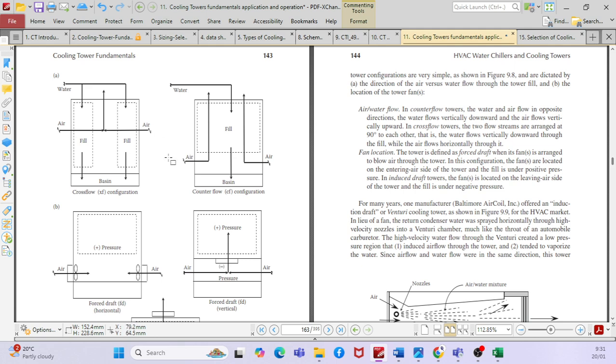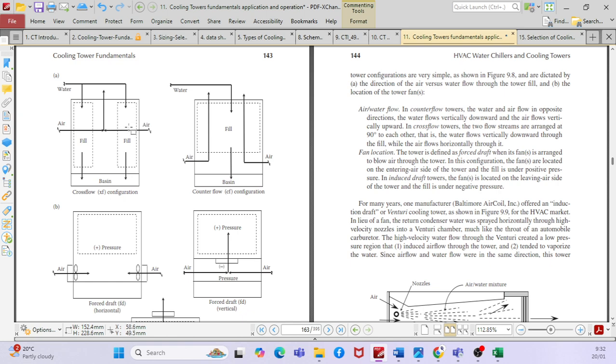Here also you can see the fundamental cross flow. The air is perpendicular to the water inlet. That's cross flow, right? You can see that there is a fill. This is the fill, and the water will be divided into multiple particles here in the fill.